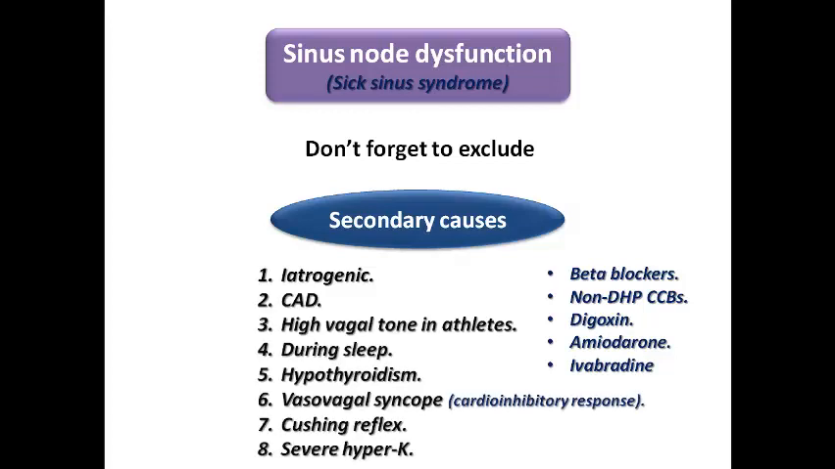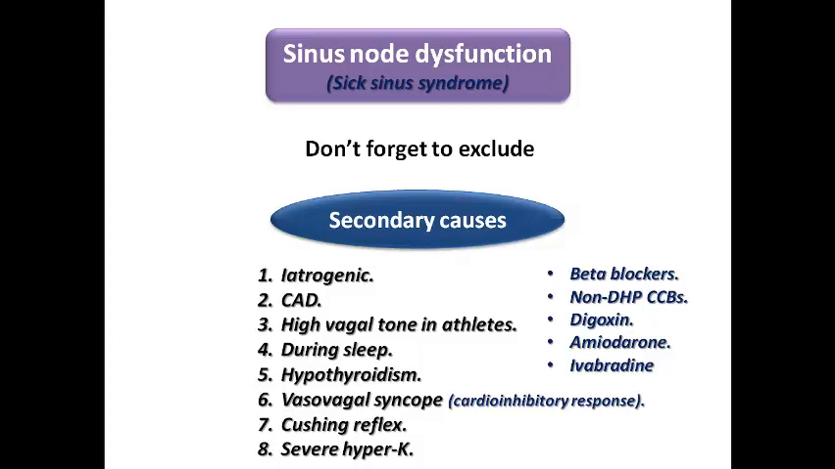And of course, we need to exclude other causes like coronary artery disease, like high vagal tone in athletes, like during sleep, like hypothyroidism, like vasovagal syncope in the cardioinhibitory type, Cushing reflex, and severe hyperkalemia. All of this may lead to sinus node dysfunction, so we need to exclude them.